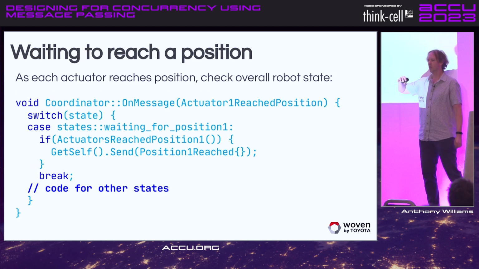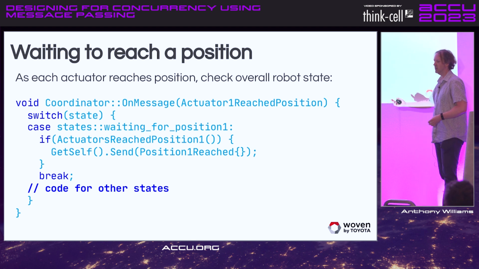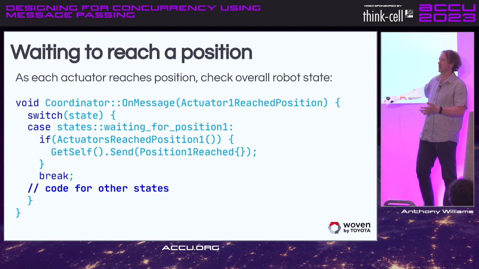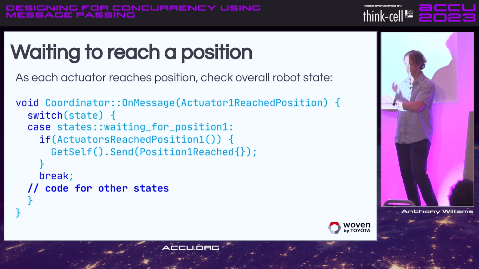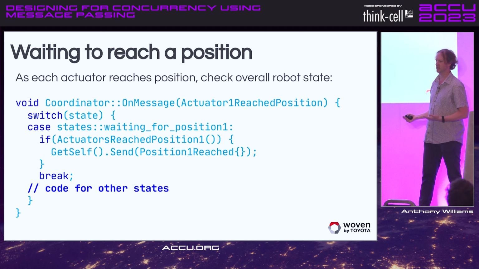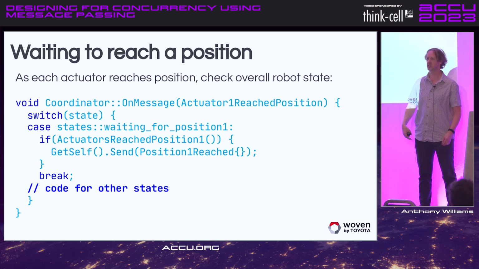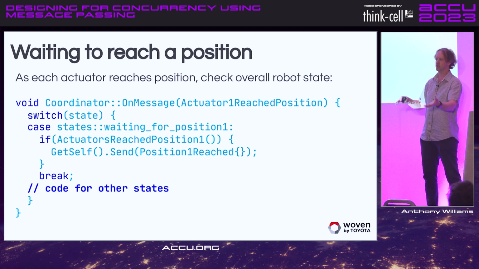And then as each actuator reaches the position that you've set, the coordinator needs to ask, what is its current state? If we are waiting for position 1 and actuator 1 has reached the position, then we can ask, have all the actuators reached the position necessary for position 1? And if they have, then we can send out the message that position 1 has been reached. And then there will be similar chunks of code for the other positions that you might have in your state machine, that your robot might intend to move to.